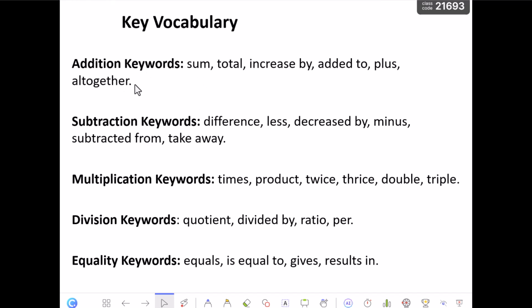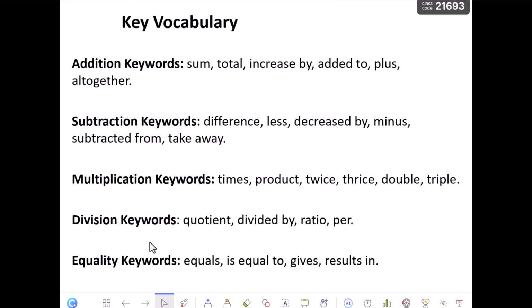If the question is on addition, you should be looking for words like sum, total, increase, added, plus, altogether, things like this. If the question is on subtraction, you should be looking for words like difference, less, decrease, minus, subtracted, take away. If the question is on multiplication, you should be looking for words like times, product, twice, thrice, double, triple. Then if it's division, you should be looking for something like quotient, divided, result.